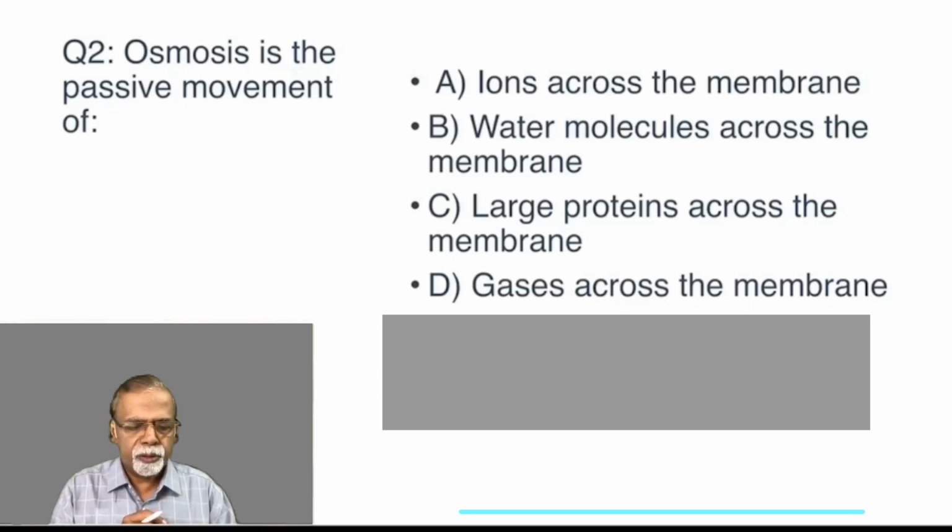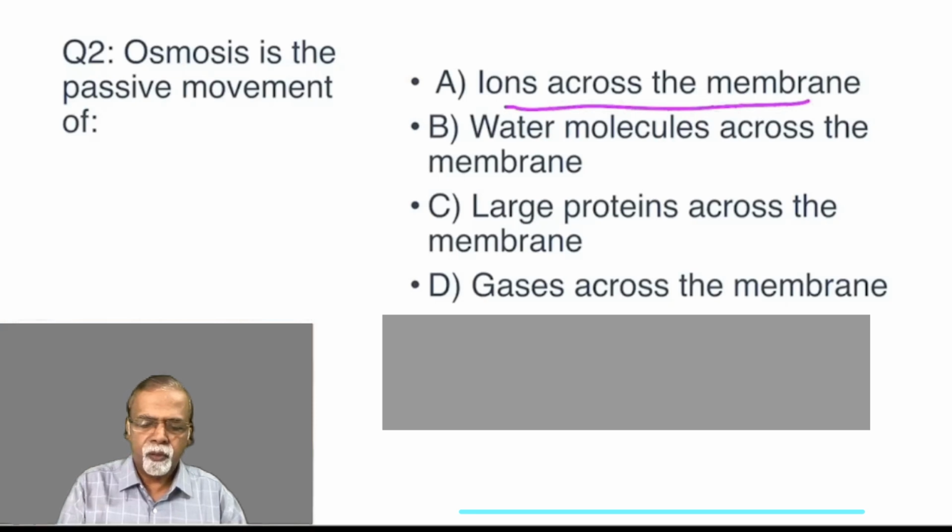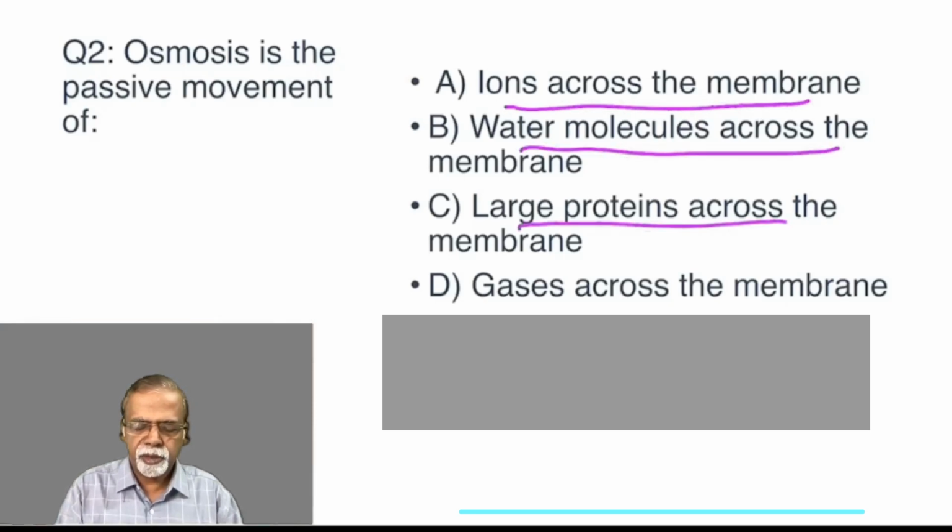Now we go to question number 2. Osmosis is the passive movement of, option A, ions across a membrane; option B, water molecules across the membrane; option C, large proteins across the membrane; option D, gases across the membrane. Correct answer is water molecules across the membrane.